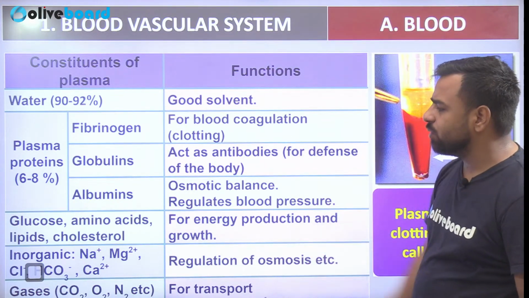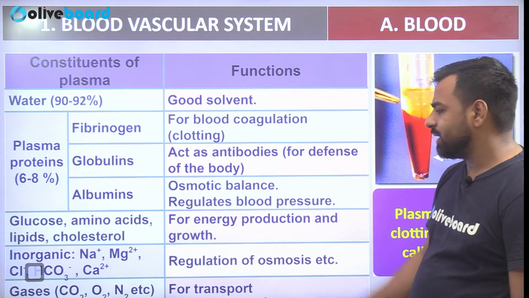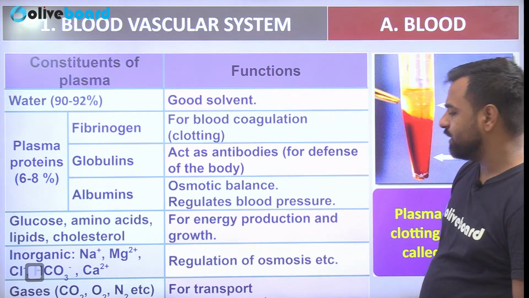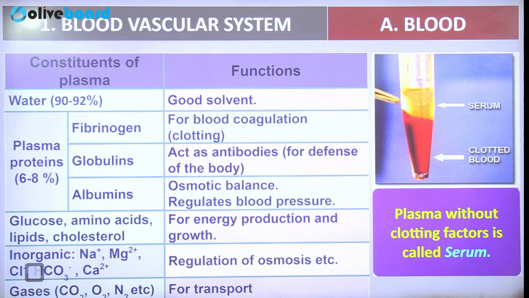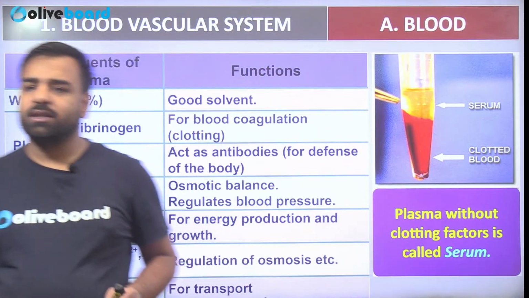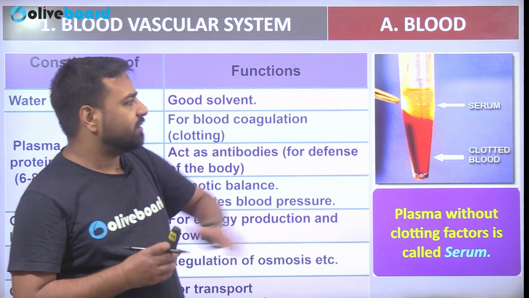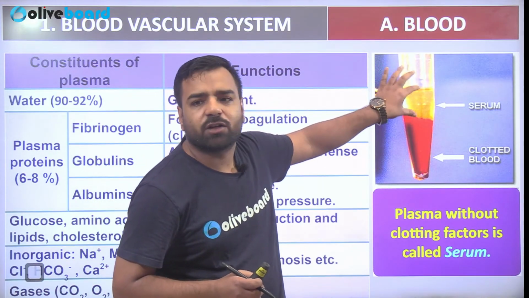Then we have glucose, amino acids, lipids, cholesterol. We have sodium and magnesium ions as well, and gases like CO2 and O2, for transportation. One more thing, please remember, this is the serum part. Now what is the difference between plasma and serum? Plasma without the clotting factors is known as serum, and that is the yellowish part of our blood.